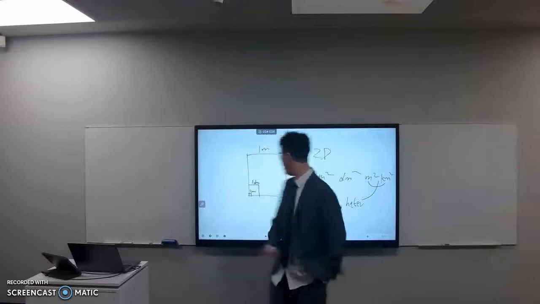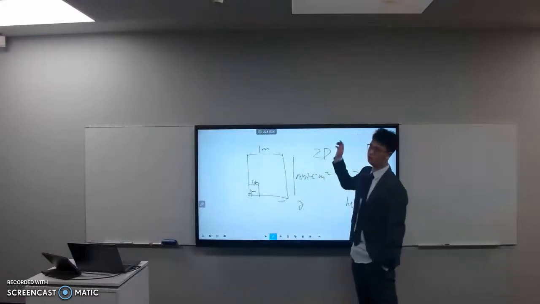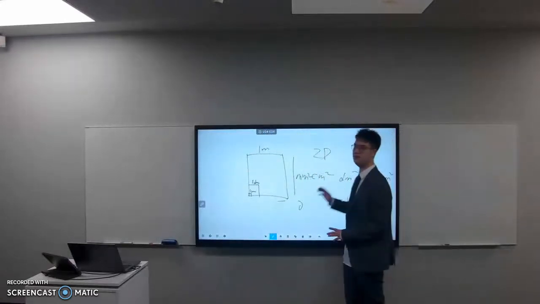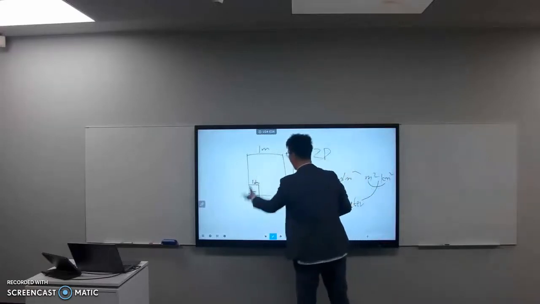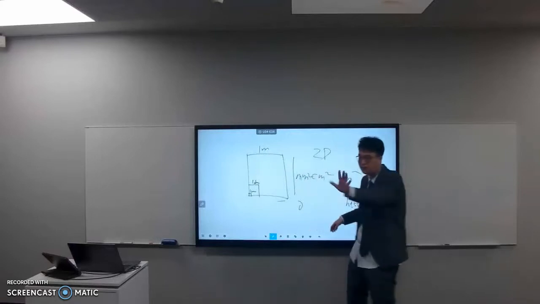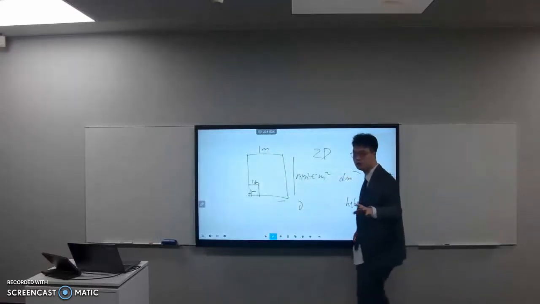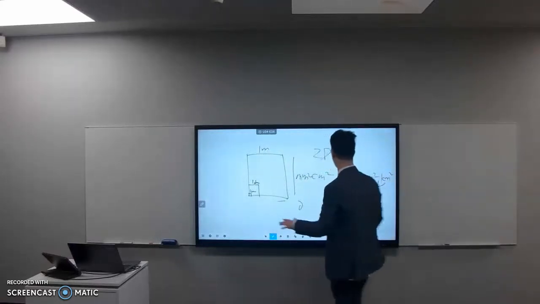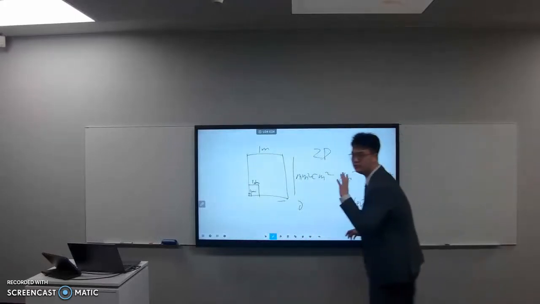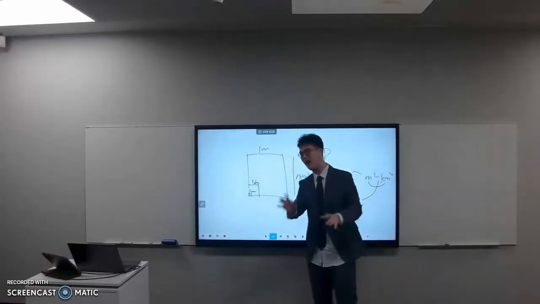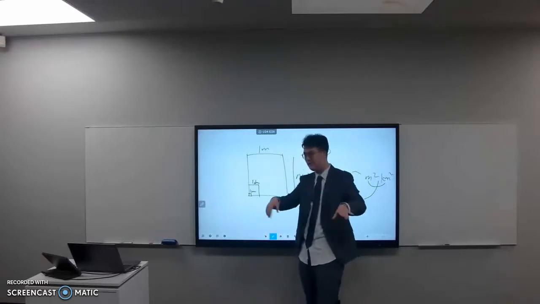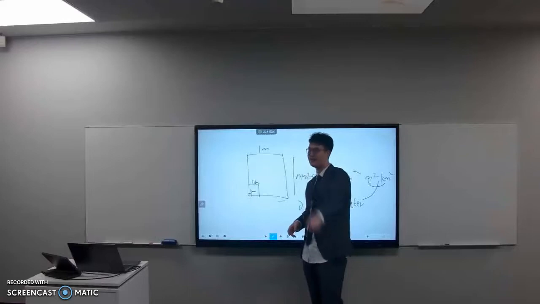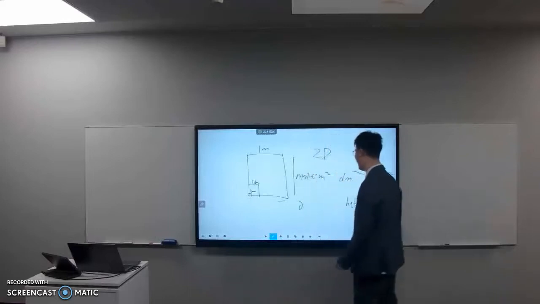What is area? Area is a two-dimensional concept. What is a two-dimensional concept? It means in this world, there's only length and width. There's no height. Otherwise, it's a three-dimensional thing. So basically, the definition for area is how much flat space a shape is taking. That's the definition of area.